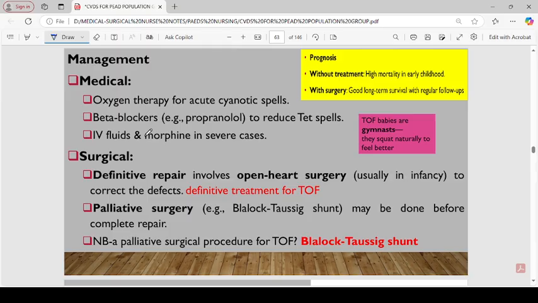So you could do oxygen therapy for acute cyanotic spells, beta blockers to reduce TET spells, and IV fluids and morphine in severe cases. The definitive repair involves open heart surgery, usually in infants, to correct the defects, right? This is the definitive treatment of tetralogy of Fallot. For palliative surgery, we could do the Blalock-Taussig shunt, which may be done before complete repair. Palliative surgical procedure for TOF, remember it is the Blalock-Taussig shunt.